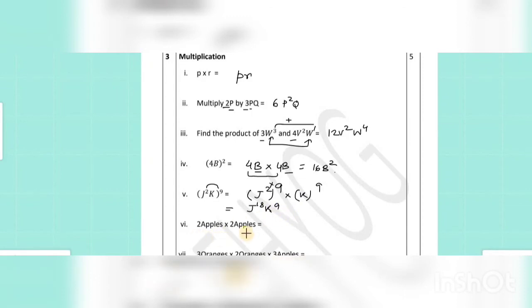2 apples times 2 apples, 2 times 2 is 4, and apples times apples is apple square, so 4 apples square is our answer. Thank you.